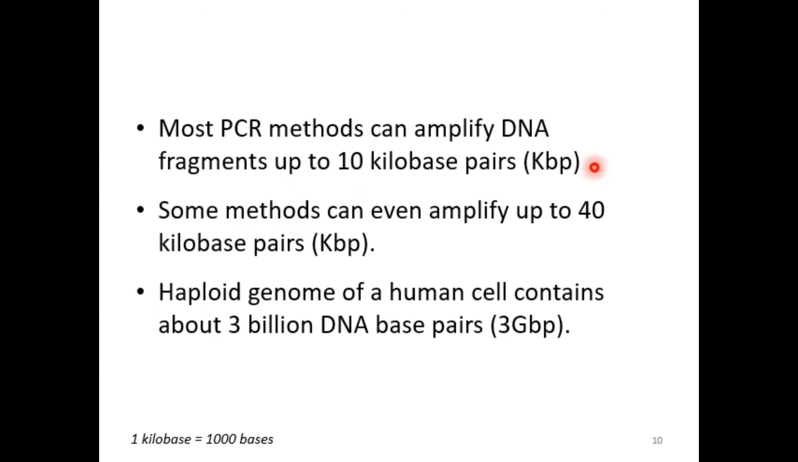Most PCR methods can amplify DNA fragments up to 10 kilo base pair, the base pair that we talked about at the beginning of the lecture, up to 10 kilo base or kbp. Some methods can even amplify up to 40 kilo base. Our haploid genome of a human cell contains about 3 billion DNA base pair, which is 3 giga base pair.